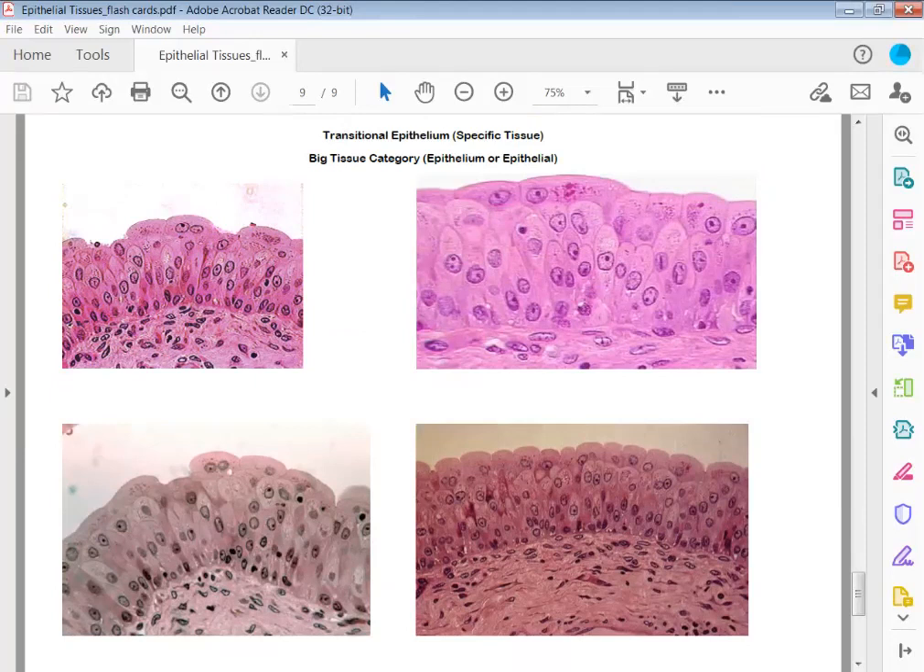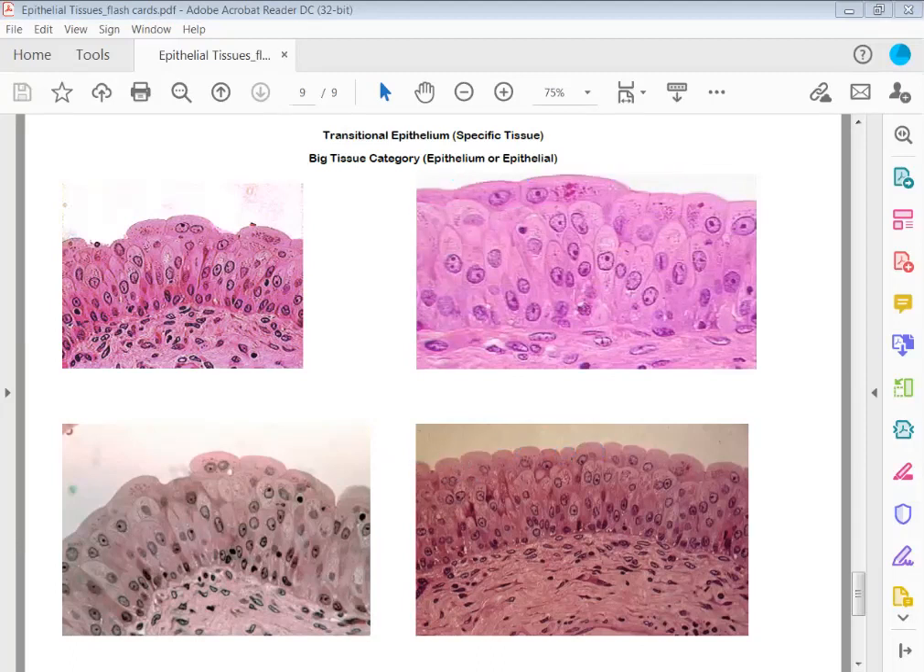So what you'll notice here is there's a scalloped look on the top of those cells, and you see it even more in this one. That scalloped look on top, that fluffy scalloped look, that clues you in that this is going to be transitional.